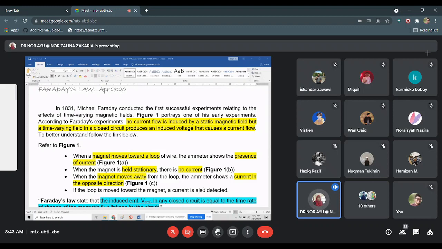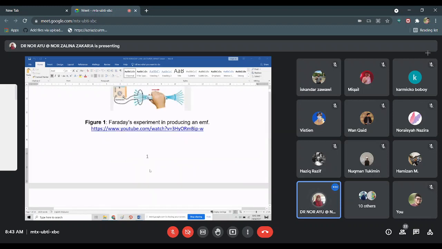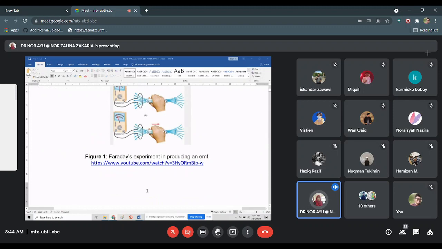So remember that when we have the magnet, the magnetic field will be produced surrounding the magnet. So that's why when we move it, the magnetic field will induce the current inside the loop.